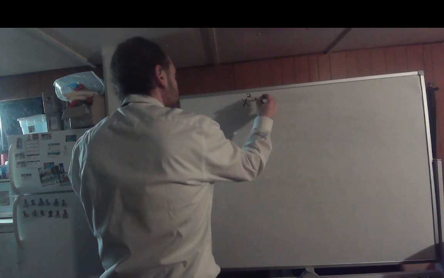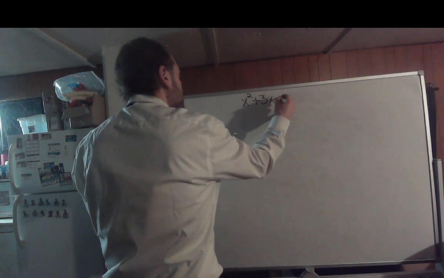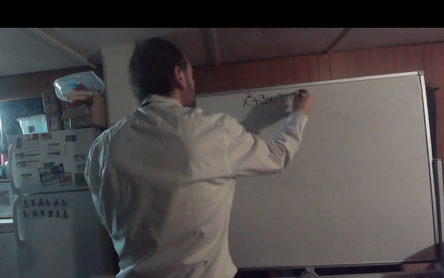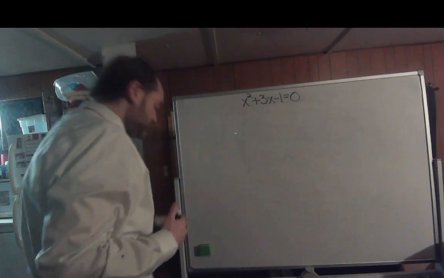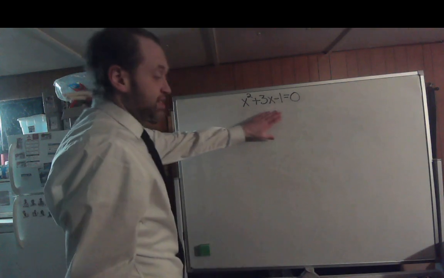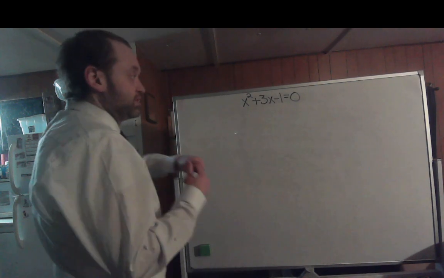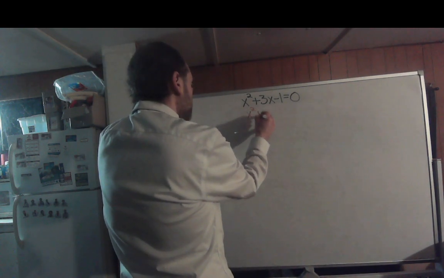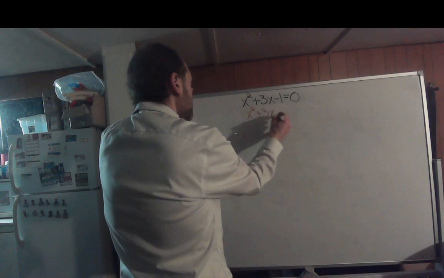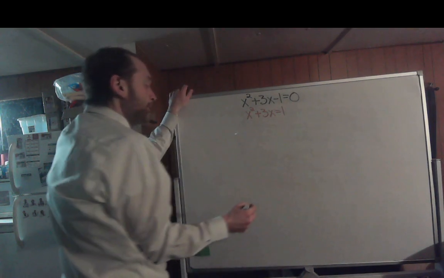All right, let's see. x squared plus 3x minus 1 equals 0. So we have x squared plus 3x minus 1 equals 0. Well, again, get rid of your constant term out of the left-hand side, so add 1 to both sides. You would get x squared plus 3x equals 1.